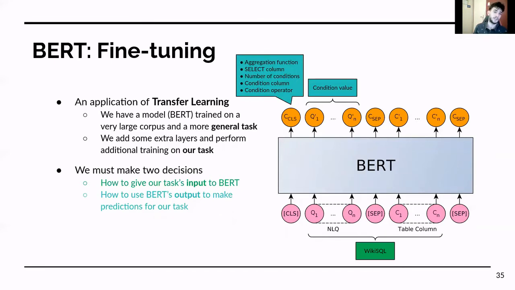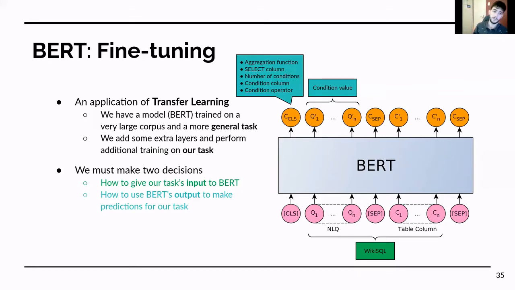And when we have a pre-trained version of BERT, we can fine-tune it on the task that we want to solve. Essentially, this is an application of transfer learning because we have a very large model that is trained on a very general natural language task. And what we do is we add some extra layers and perform additional training on our task. And this allows us to achieve much better results.